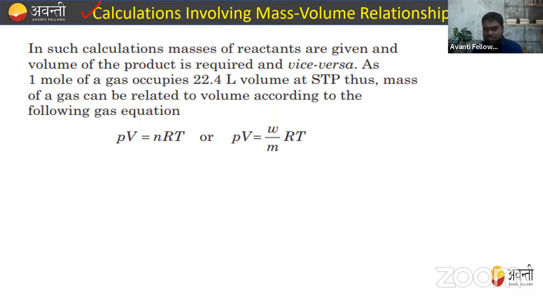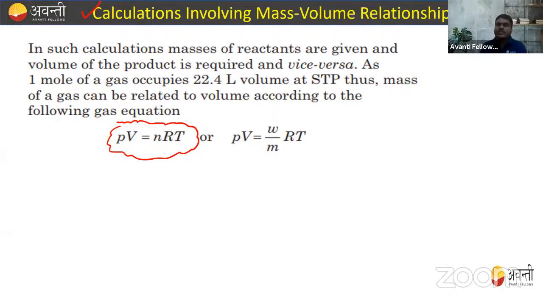That is the standard temperature and pressure. Thus the mass of the gas can be related to the volume according to the following equation. So we all know this, PV is equal to nRT. If you don't know it, then remember it, son. Later in the states of matter we are going to discuss this question as well, right? That is, what do you mean by this? PV is equal to nRT.